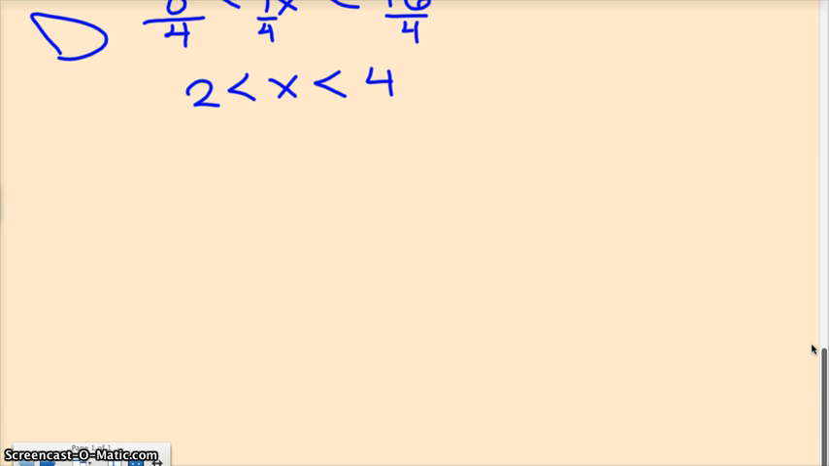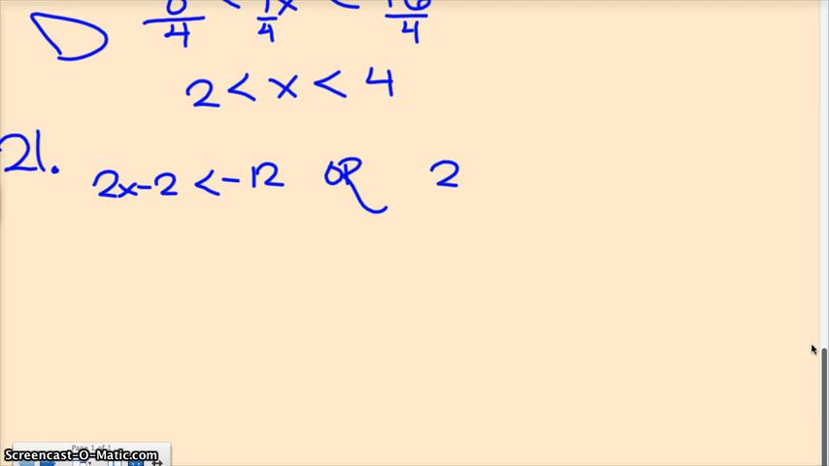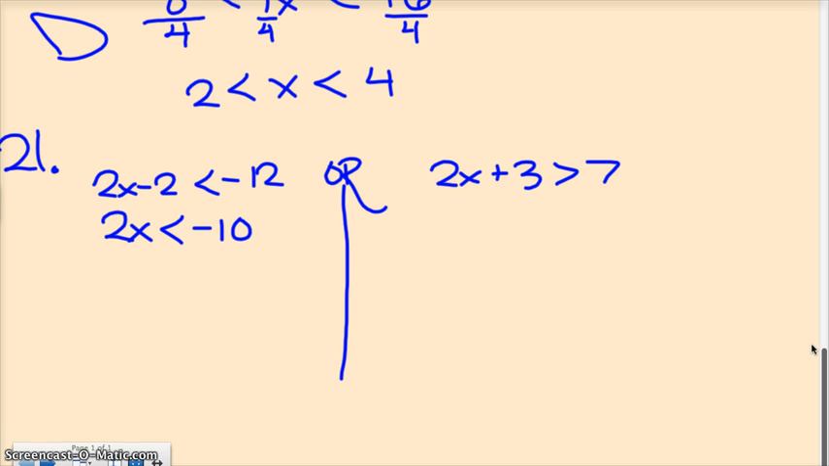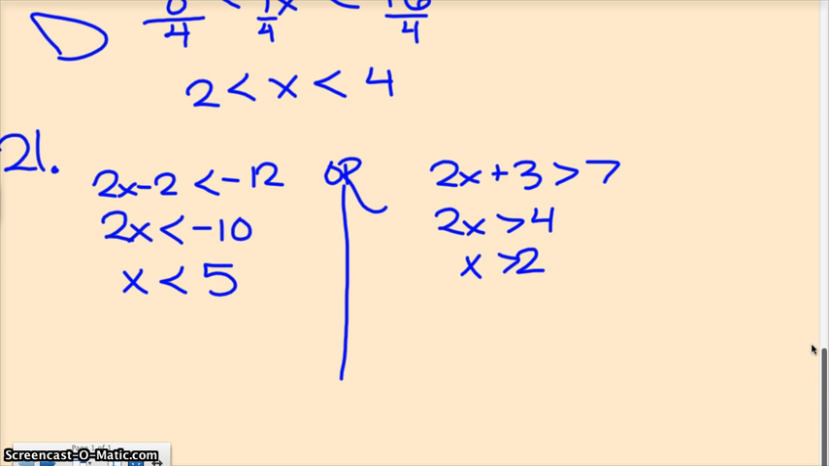21. 2x minus 2 is less than negative 12, or 2x plus 3 is bigger than 7. Solve both of them. 2x is less than negative 10, adding 2 to both sides. x is less than negative 5, dividing by 2. Subtracting 3 over here, you should get 2x is bigger than 4, x is bigger than 2.